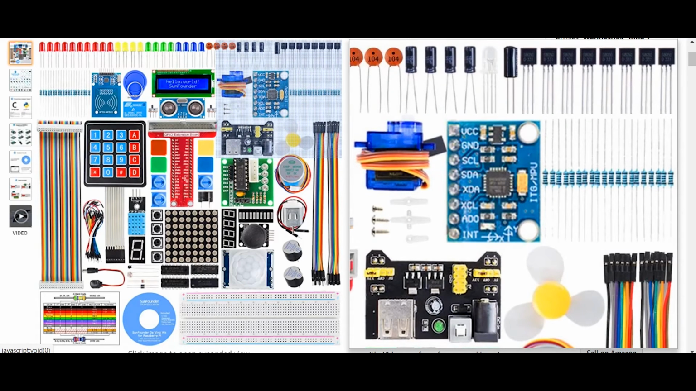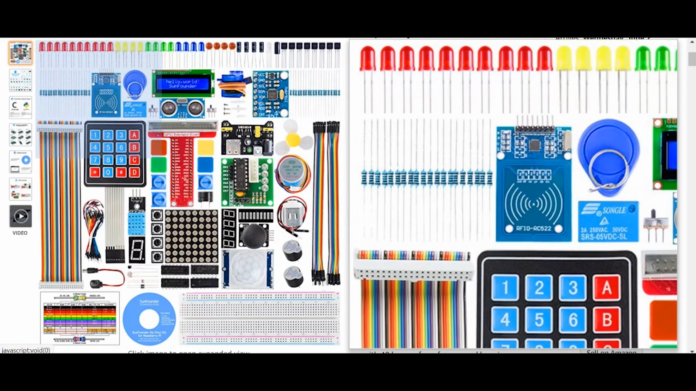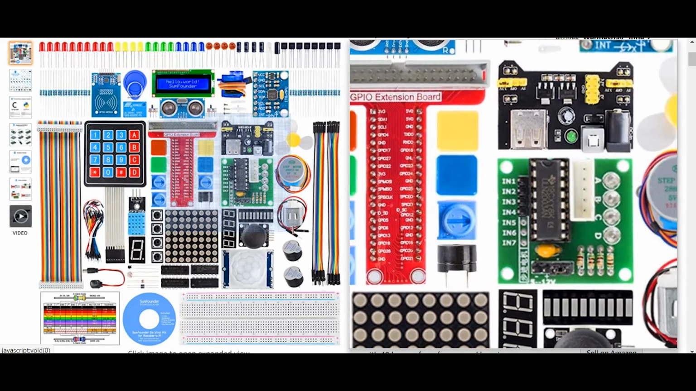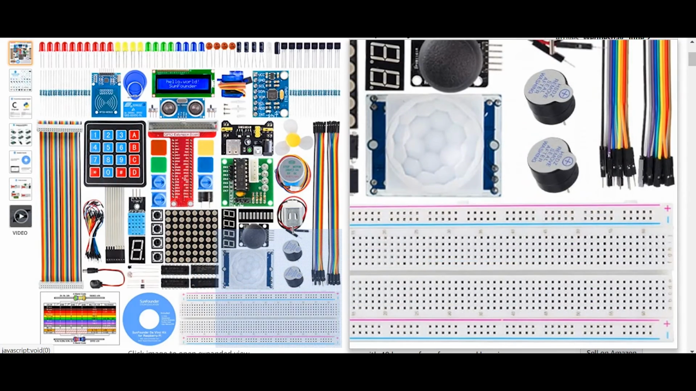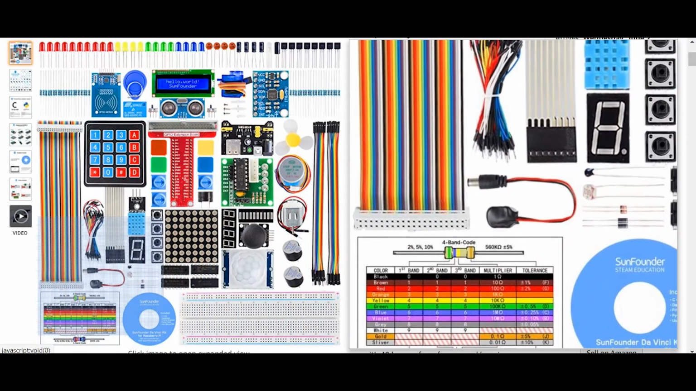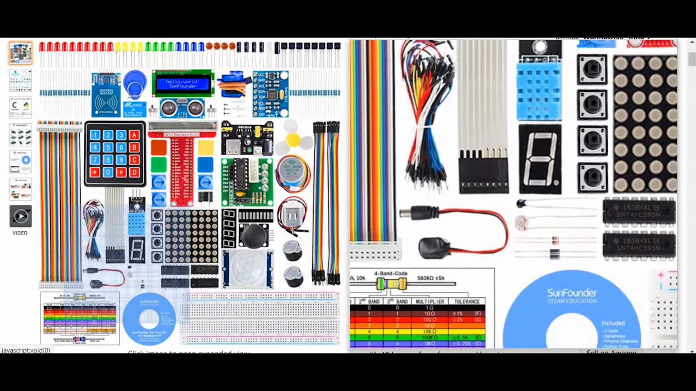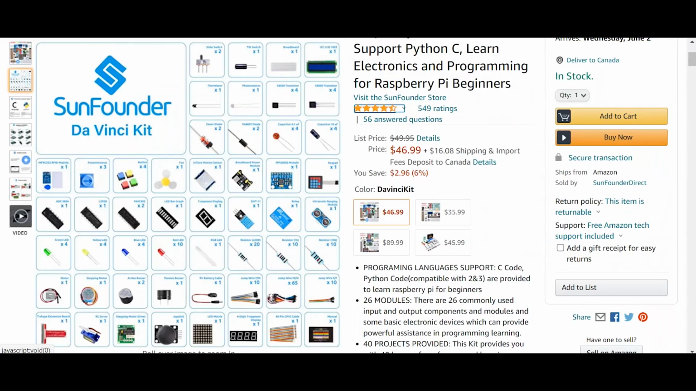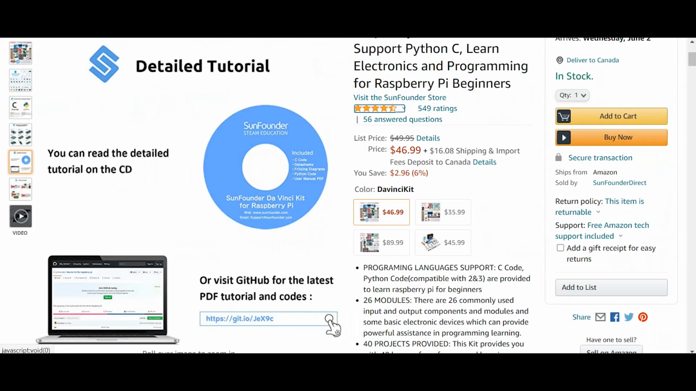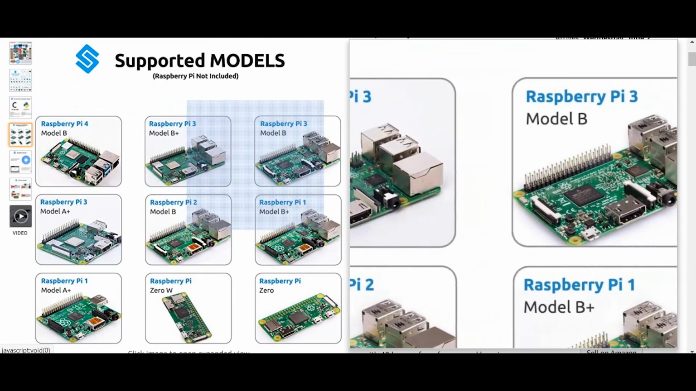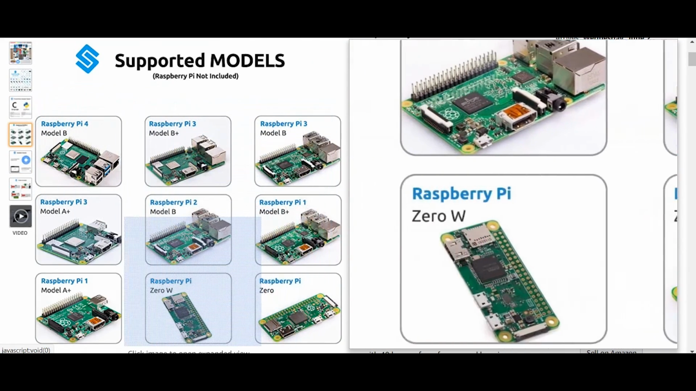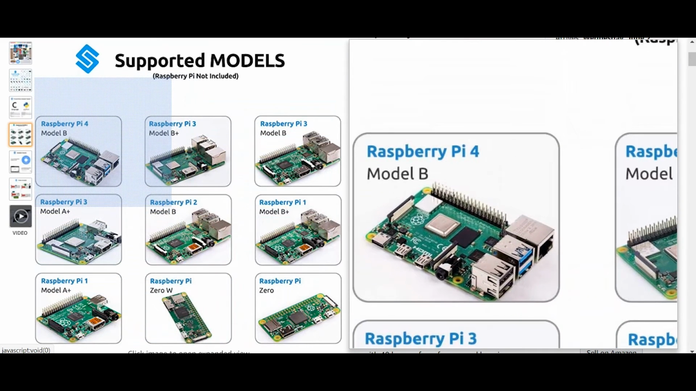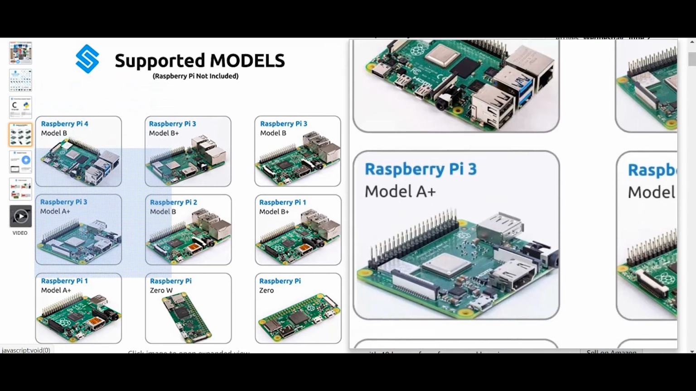So you have a lot of electronic components, cables, keypad, breadboard, and even some instruction manuals. Very interesting. And by the way, you're gonna find all the models of Raspberry Pi, but still we recommend using Raspberry Pi 4 Model B.